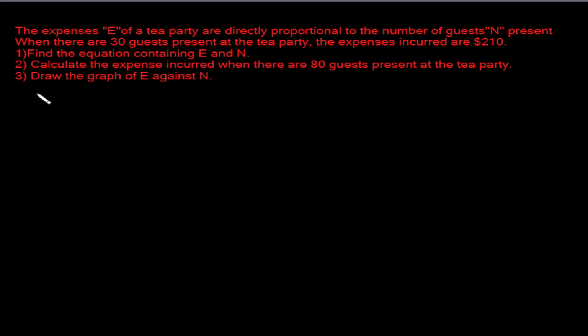To solve part 1, since E is directly proportional to N, we can write this relationship mathematically as K is equal to E by N, or E is equal to K times N, where K is the constant of proportionality and K is not equal to 0. We know that when N is equal to 30, E is equal to $210. We can substitute these values into the equation to find K.